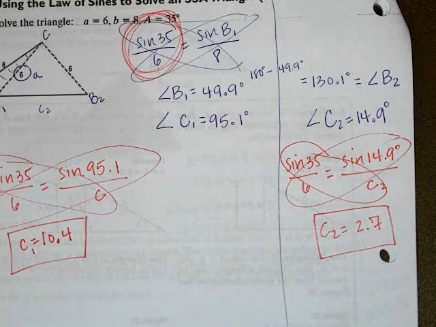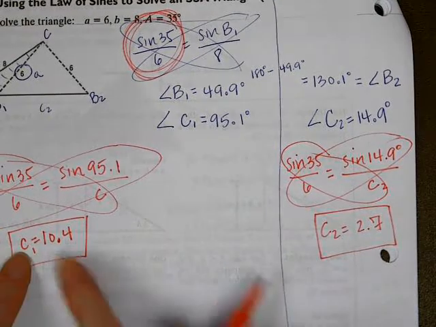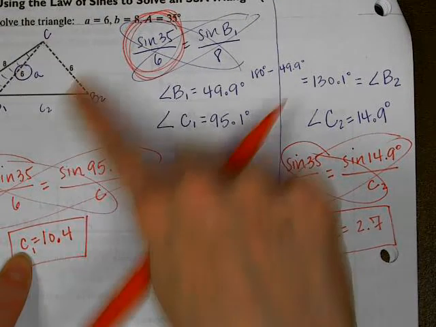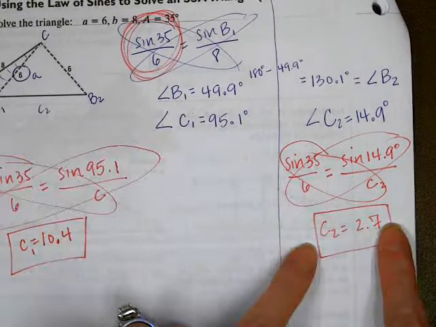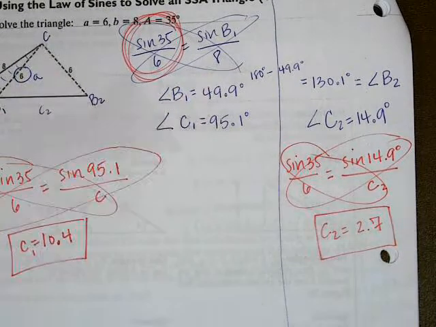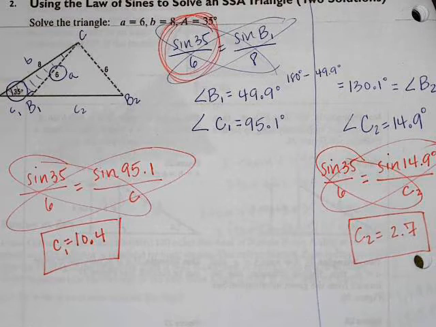Okay, so you'll notice that triangle 1 was actually this triangle, the big one, and triangle 2 was actually the small triangle. But in the end, it doesn't matter how you write it.